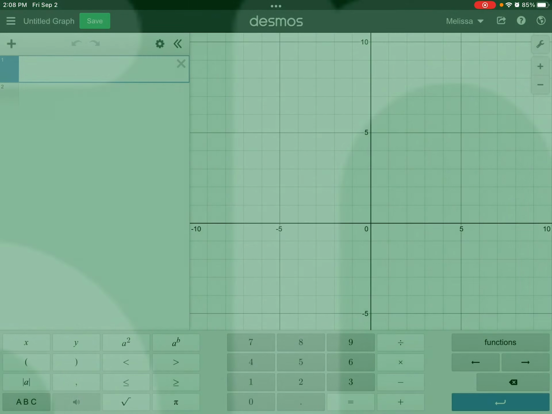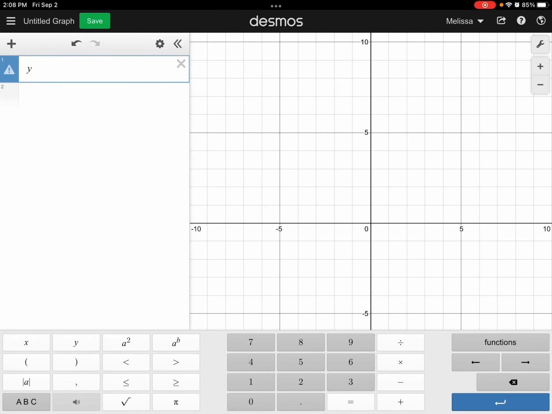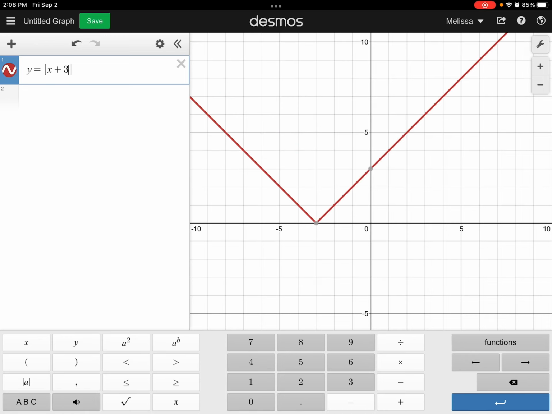of y equals absolute value of x plus 3, and then minus 2.